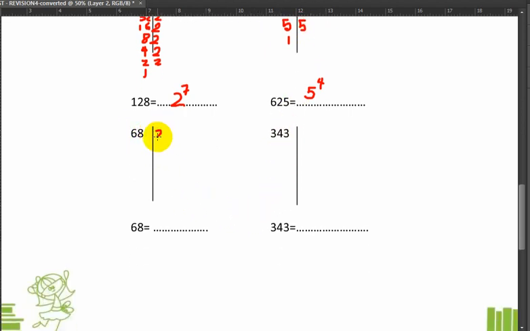68 is divisible by 2, and it becomes 34. And 34 is divisible by 2, it becomes 17, and 17 is not divisible by anything other than itself. So 68 is equal to 2 squared times 17.